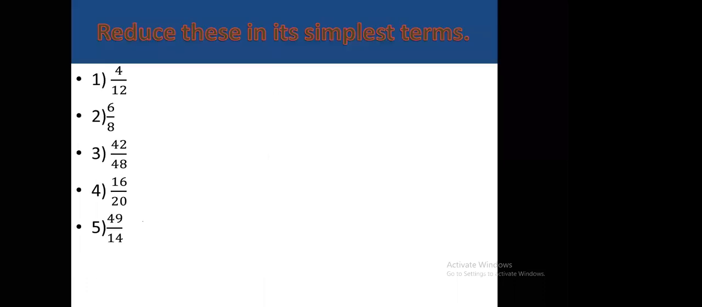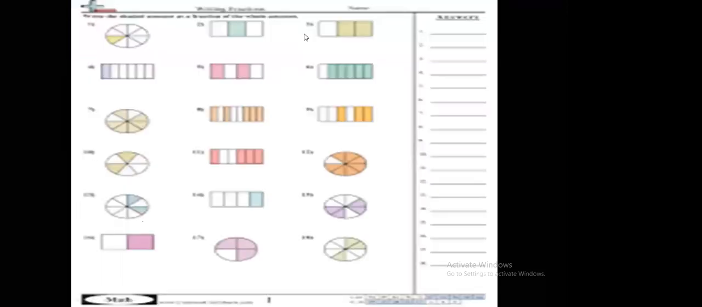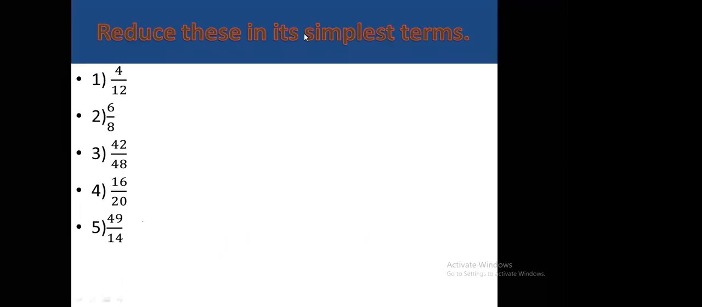Reduce this in its simplest form. Reduce means we can divide and write equivalent fractions. 4 over 12. You can see the numerator is divisible by 4, and the denominator is divisible by 4. Then how many 4s for this? 4 divided by 4 is 1. 12 divided by 4, how much? 3. Then we reduce this. The answer is 1/3. Right?